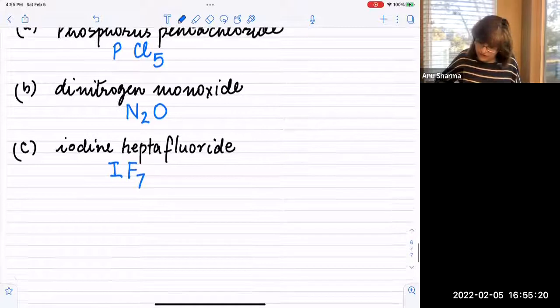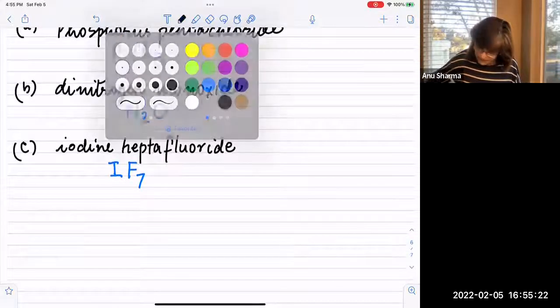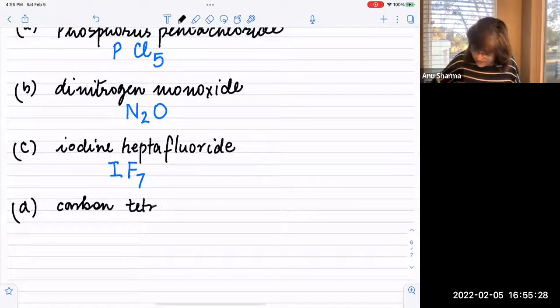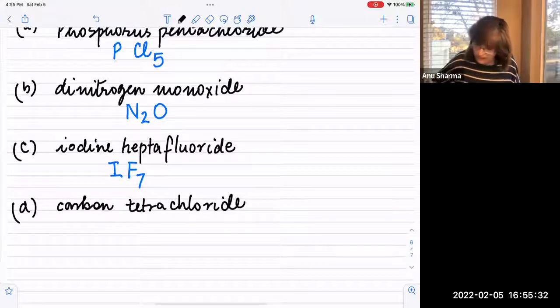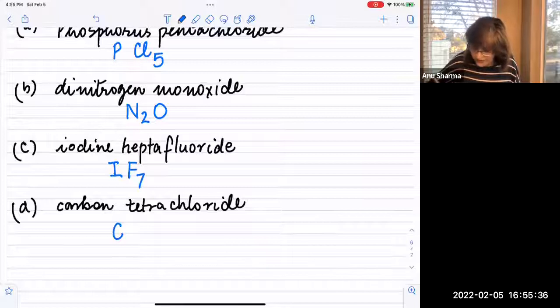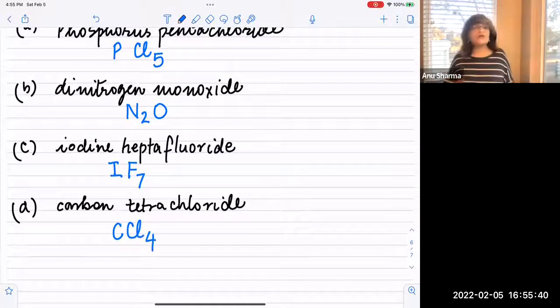Next is carbon tetrachloride. We covered this example earlier. Carbon is C, and tetrachloride means that there are 4 chlorines.